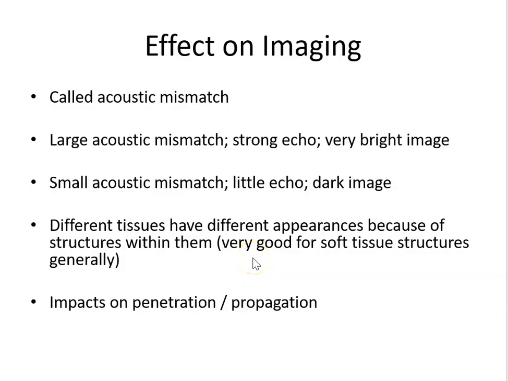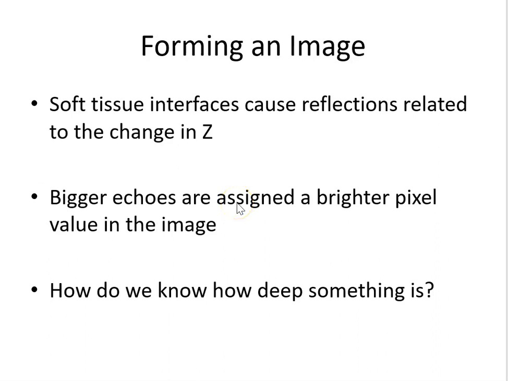So the effect of that reflection results in something called acoustic mismatch, where you've got Z's of different values. A large acoustic mismatch, so a large difference in Z, gives a very strong echo and a very bright image, whereas a small acoustic mismatch, very little echo, a very dark image, and that's what we call hypoechoic. And we use all of these echoes to determine tissue boundaries and be able to visualize them.